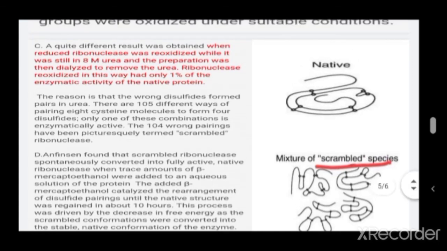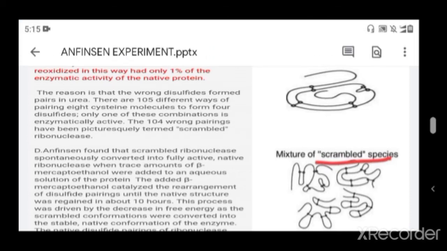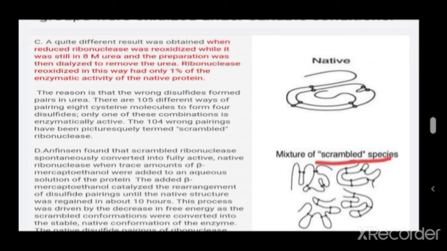So when you are removing the mercaptoethanol but the urea is still present, then there will be inactive RNase formation with randomly formed disulfide bonds. So the wrong disulfide bonds formed. There are 105 different ways of pairing 8 cysteine molecules to form 4 disulfides. Only one of these combinations is enzymatically active. The 104 wrong pairings have been termed scrambled ribonuclease.